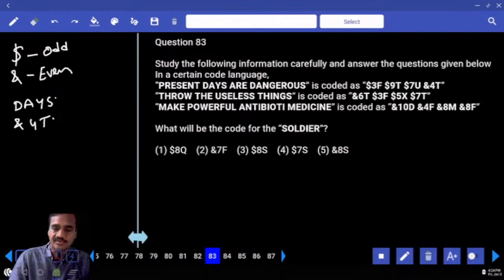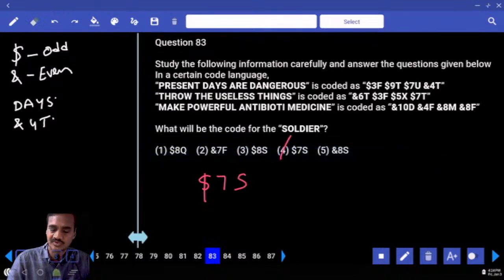Clear? Then what will be the code for soldier? Now here how many letters are there? 7. Now 7 letters. Now odd number. Odd number means dollar. R plus 1, yes. Dollar 7, yes. Choice 4, 83.